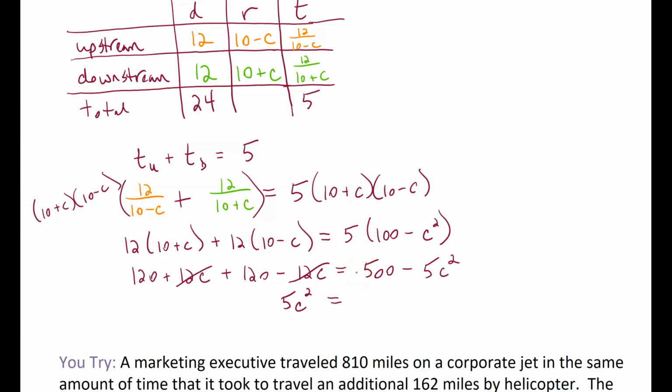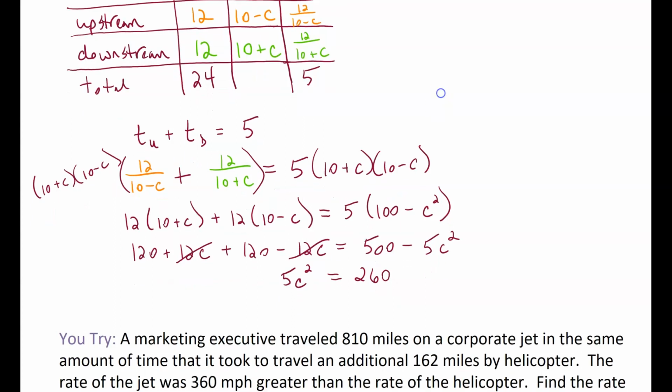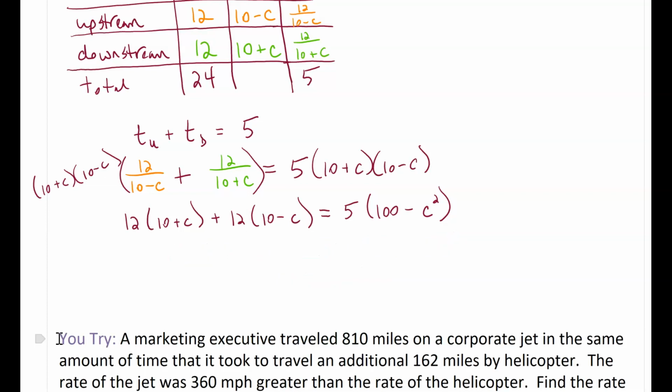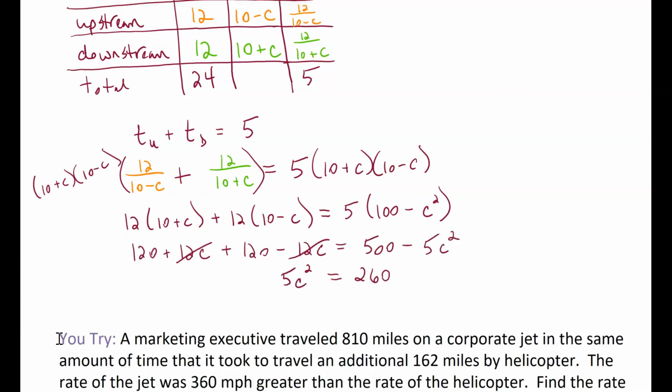And if I move the 120 to the other side, what do we end up with? Oh, not 120. I have 120 plus 120. That's 240. So if I subtract that from the other side, I end up with 260. And then what do we do from here? Divide both sides by 5. Uh-oh, where did that just go? There it is.